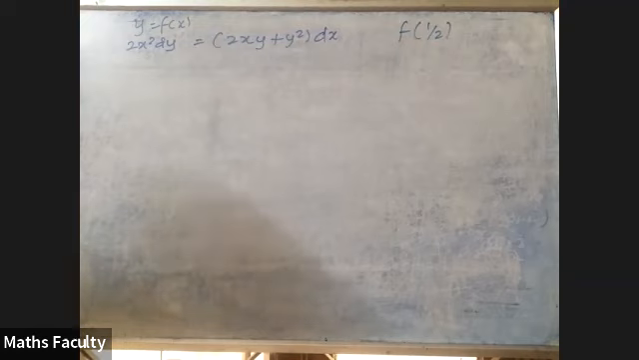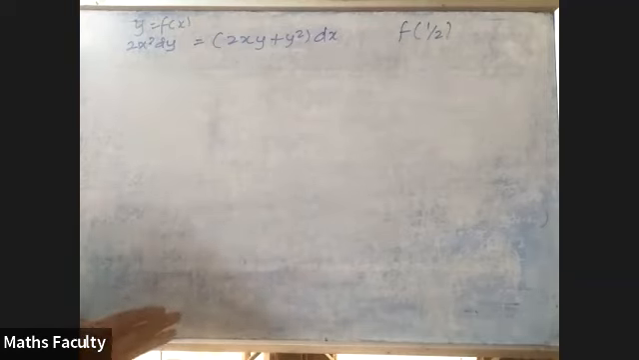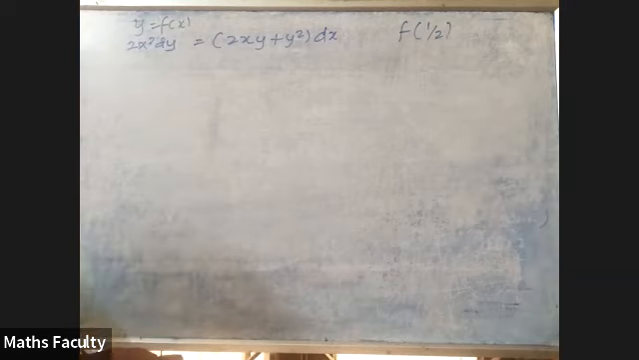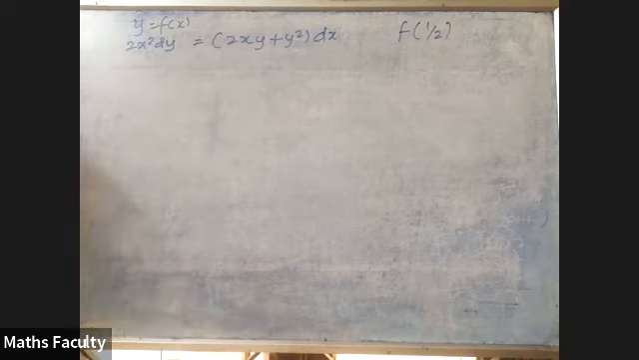Okay. So again, I'll repeat the question. Please take down carefully. If the curve y is equals to f of x passing through the point 1, 2 is the solution of the differential equation 2x squared dy is equals to 2xy plus y squared into dx, then find the value of f of 1 by 2. Okay. Please take down. So இப்படியும் கொஸ்டின்ஸ் கேட்கலாம் இல்லையா? This is a homogeneous differential equation.